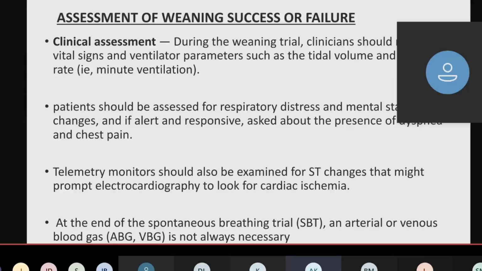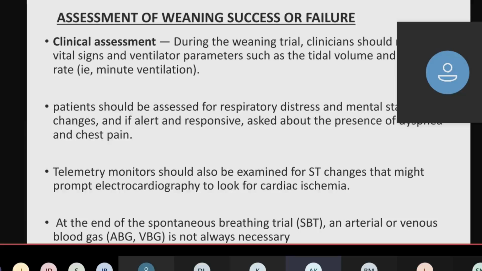And of course, you will have to set the ventilatory parameters, set the ventilatory alarms properly, so that if there is anything, or if there are any mistakes, or if there are any issues with weaning trials, that should prompt you and you should immediately go and attend. So this slide is just to show what are the things that you have to monitor.